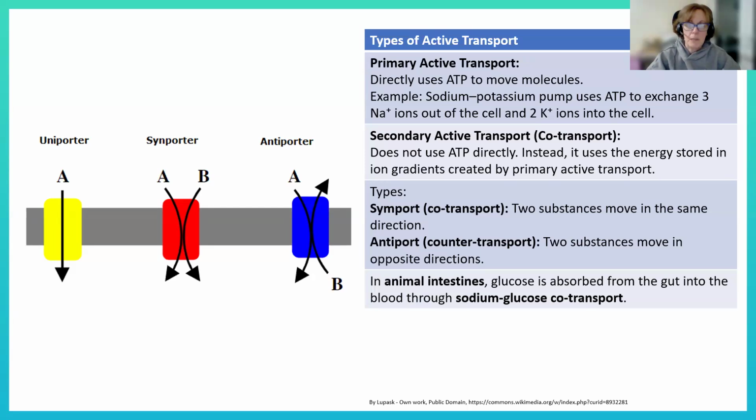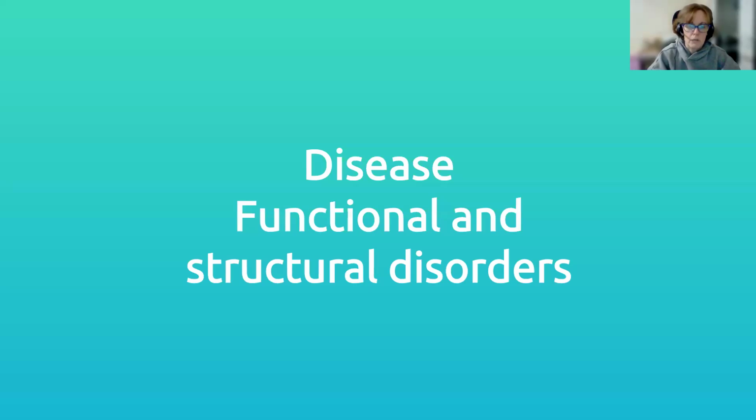So this happens in animal intestines. Humans are obviously animals. When glucose is absorbed from the gut into the blood, so it can be transported around, there's glucose and sodium co-transport that's used for that. So those are your main ways of moving stuff across cell membranes, then: diffusion, osmosis, and active transport. Obviously, we had a little look as well at endo and exocytosis when we were looking at things being engulfed into cells, when we were looking at the cell membrane too.